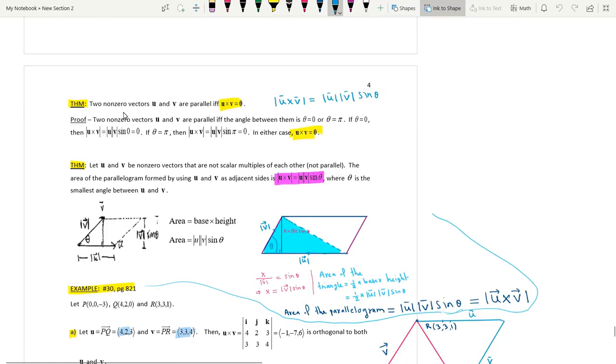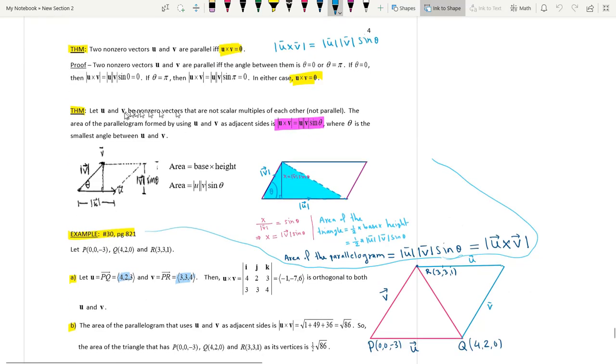Now, two non-zero vectors u and v are parallel if and only if u cross v equals 0. So if they are parallel, then the angle between them is either 0 degrees or 180 degrees. And sine 0 is 0. Also sine 180 degrees is 0. So this result will always be 0. That means this is true.